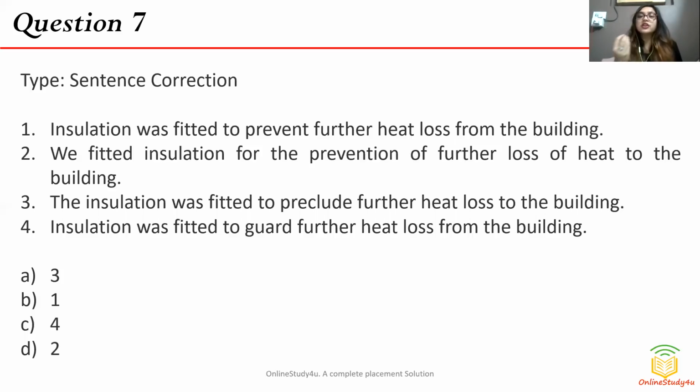Now, first thing that you need to understand is 2 and 3 are incorrect because you will not have prevention of further loss or further heat loss to the building, right? It's always from the building. So that removes your 2 and 3. Now, if you look at 4, it says was fitted to guard further heat loss. Now, how can you fit to guard further heat loss? That doesn't make sense. So your correct answer option is 1, that insulation was fitted to prevent further heat loss from the building. But your correct answer pertaining to that will be option B, because B contains 1. So your correct answer option is B.